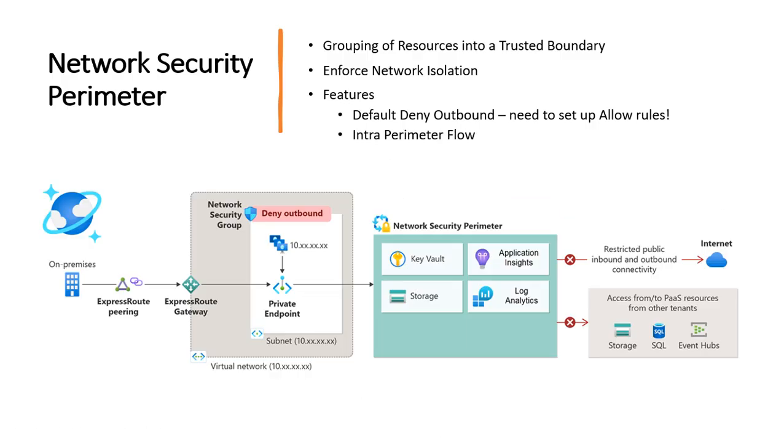Within the perimeter, they can talk to each other. So the key vault, the storage, the app insights, the log analytics, they can all talk to each other. But they can't talk outbound, and nothing can talk inbound to them unless you create the specific rules. So it's an interesting feature.